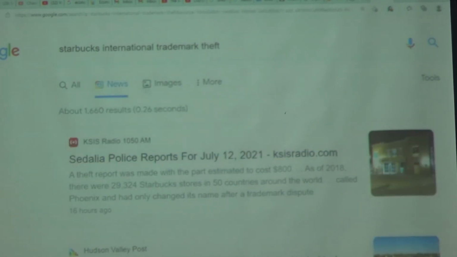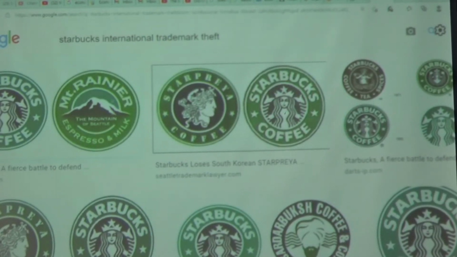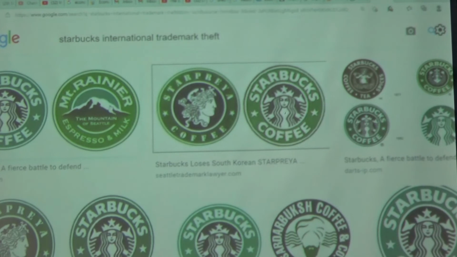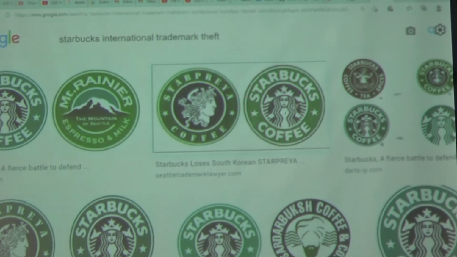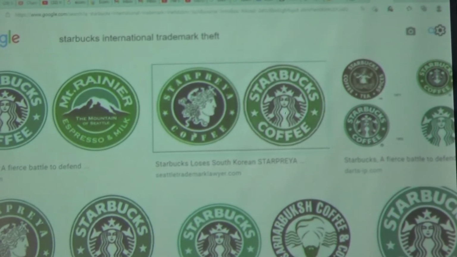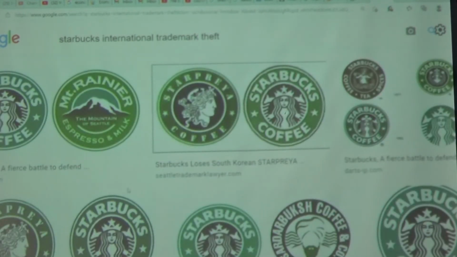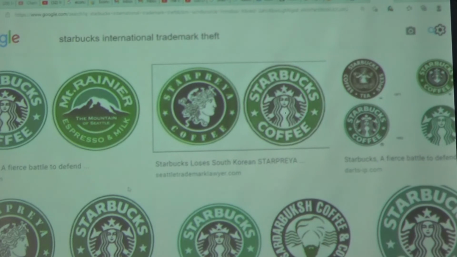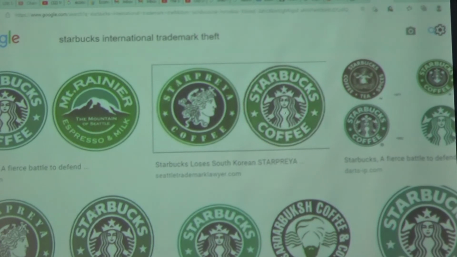Lots of trademarks, images. So there's a lot of people asking, is that too similar? Win or lose? This one they lost. Starbucks lost to Star Preya coffee, with the head and two stars and green and white. Lost to this terrible one, and that might not be because they should lose. That could be because South Korea doesn't want to support or defend copyright from international companies.